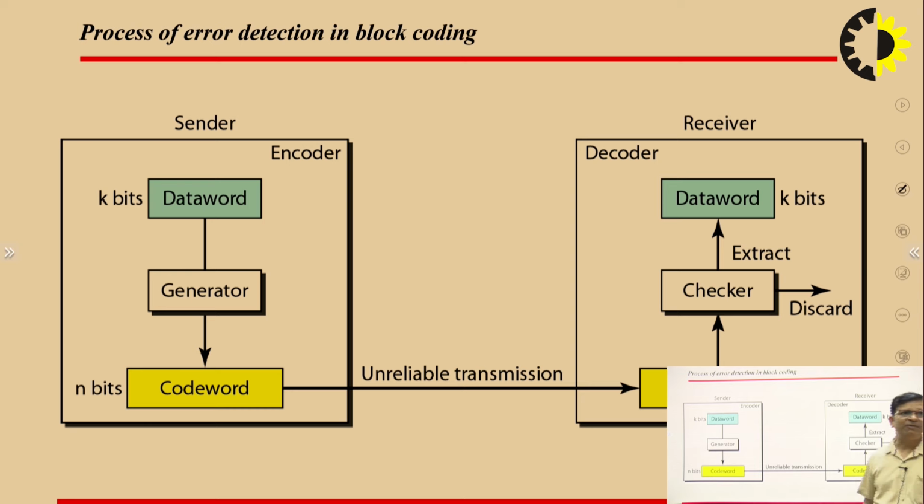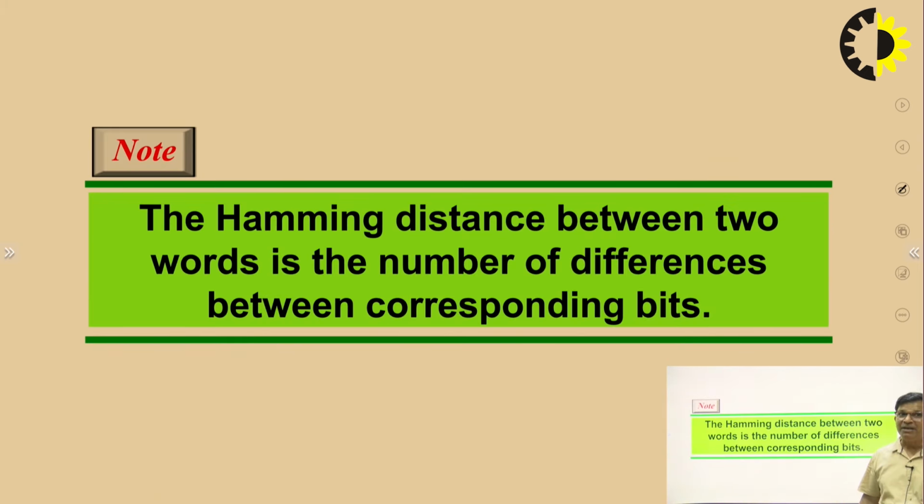So this is the process of error detection in block encoding. These are the k bits in the data word, the generator, and the n bits in the code word. It transmits through an unreliable transmission. The code word is n bits; the checker identifies that some bit has been changed, so it has to discard it. Discard means retransmit the data again. But if the data is correct, then this is the data word. The Hamming distance between two words is the number of differences between corresponding bits.